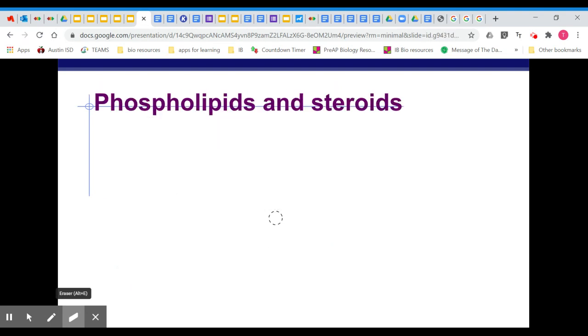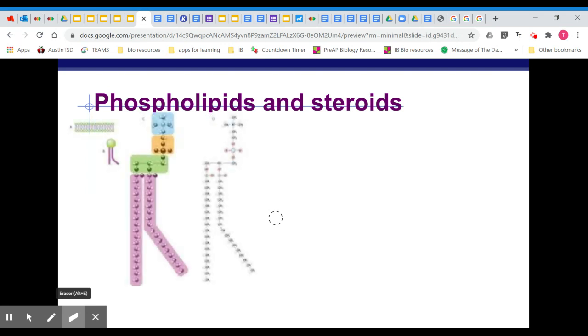Okay, so we talked about fats, but we really haven't looked at the structure of phospholipids or steroids. These are two classes of lipids that we'll talk about extensively later in the year. Phospholipids when we're looking at cell structure and membrane structure, and then steroids when we're looking at hormones. But I did want to show you their structures while we're talking about structure.